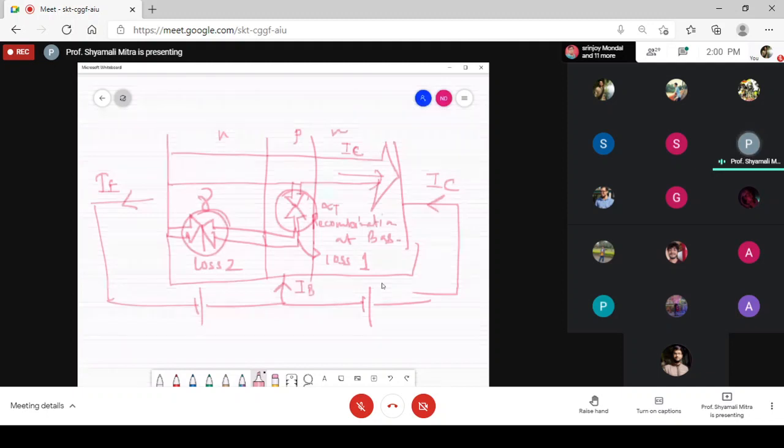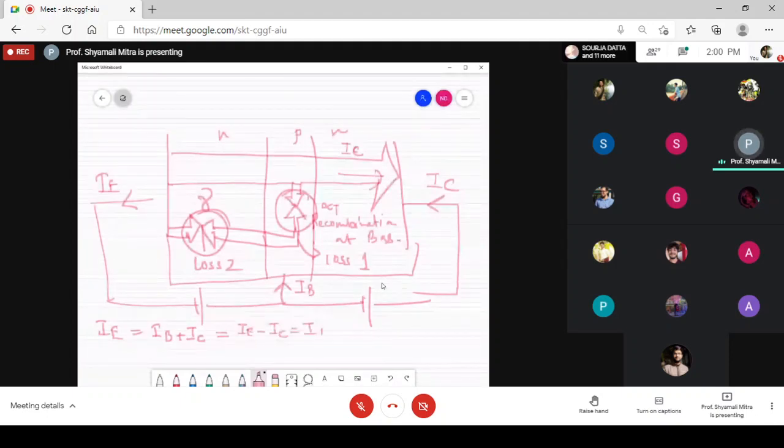Now, if we apply KCL, then what is that? The total current entering the device is equal to the total current leaving the device. So IE, which is leaving the device, is nothing but IB plus IC. IE is equal to IB plus IC. Here, IE minus IC is equal to IB.